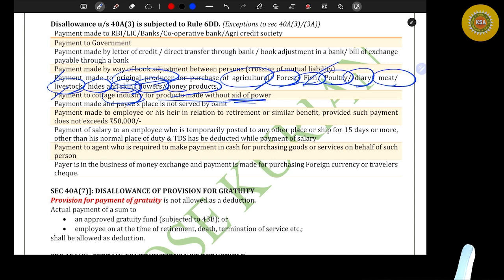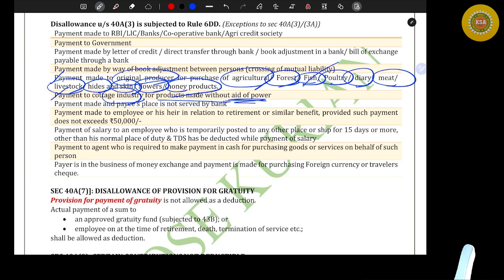Can you read the next one? Payment of salary to an employee who is temporarily posted to any other place or in a ship for 15 days or more other than his normal place of duty, and TDS has been deducted while payment of salary.